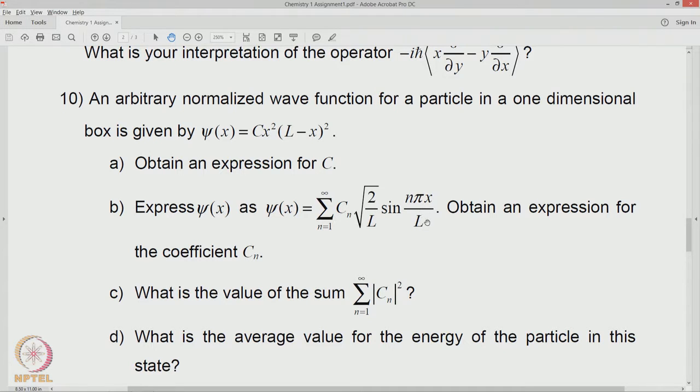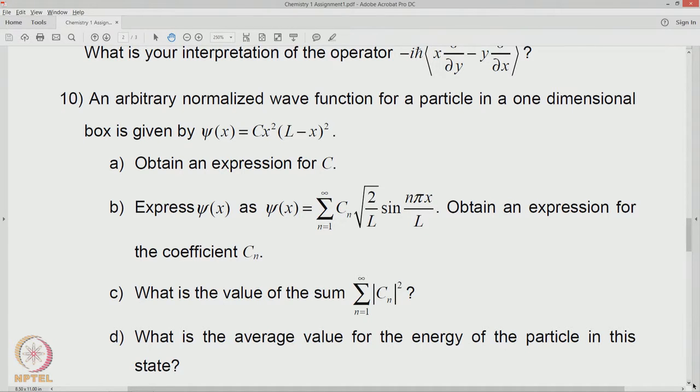Root 2 by L sin n pi x by L is the eigenfunction with an eigenvalue E n, and it asks you to obtain an expression for the coefficient C n, and also what is meant by the absolute square of C n summed over all such n's, and finally what is the average value for the energy of the particle in the state. The concept in this problem is general for all of non-relativistic quantum mechanics, therefore please try and understand this very carefully.